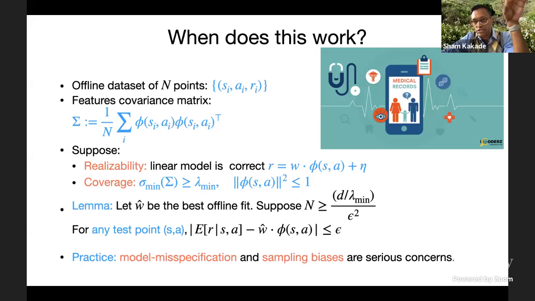And note these are very strong assumptions from the practical side, because in a high stakes application, we would never believe these. Like, we definitely are very concerned about model misspecification and all kinds of sampling biases. So this is very much an abstraction in this setting. But if we have it, it's easy.